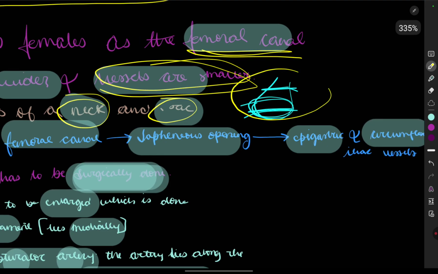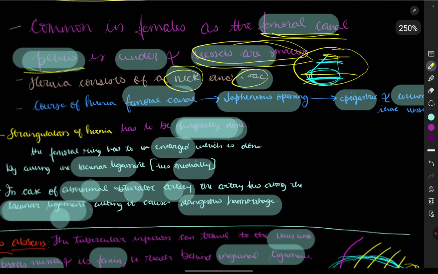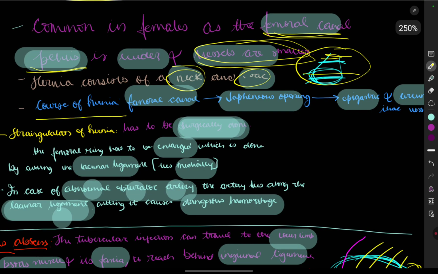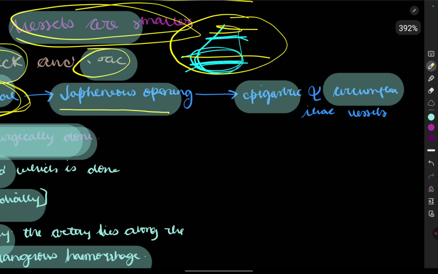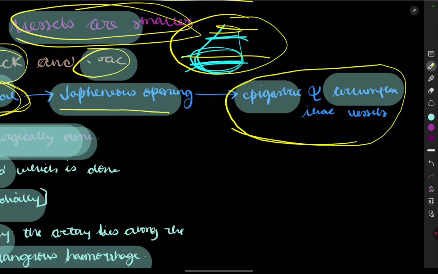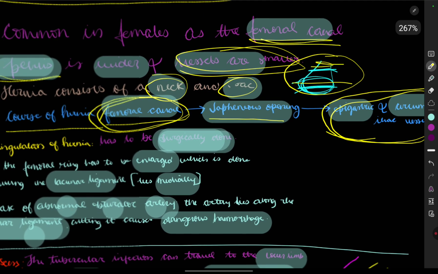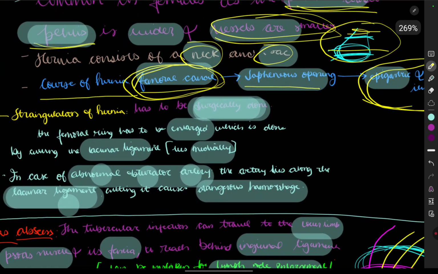So if this is the hernia, this is the neck of the hernia and this is the sac of the hernia. Okay, now what is the course of hernia? It arises in the femoral canal, then it goes to the saphenous opening. In the saphenous opening we have vessels, right? The epigastric vessels, the pudendal vessels and the circumflex iliac vessels. So it can go there and cause hernia.